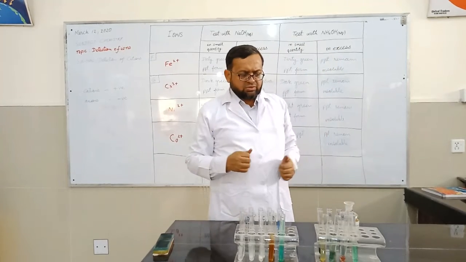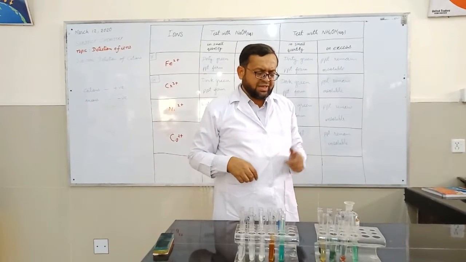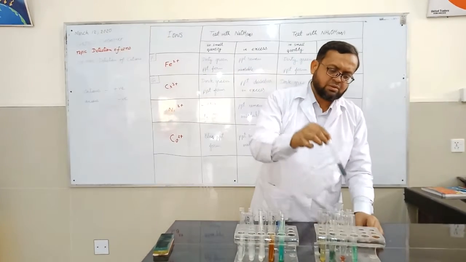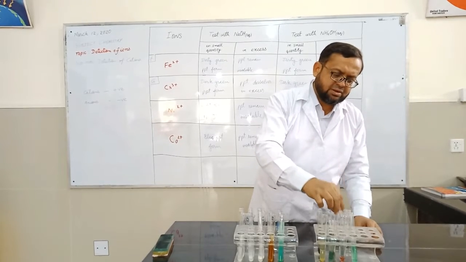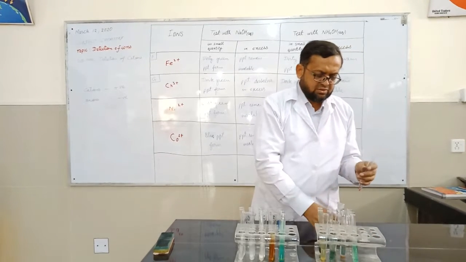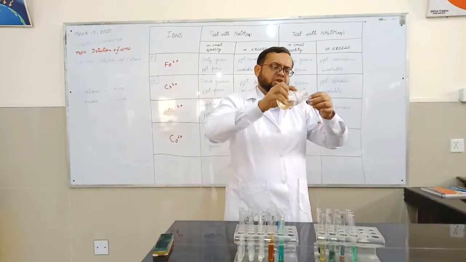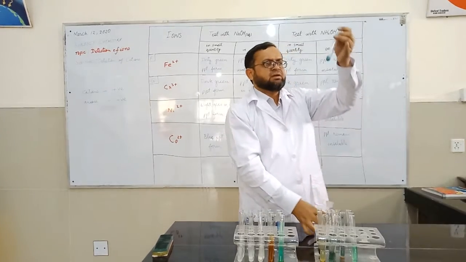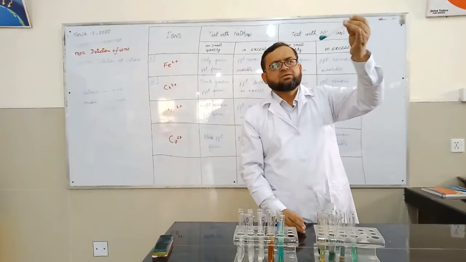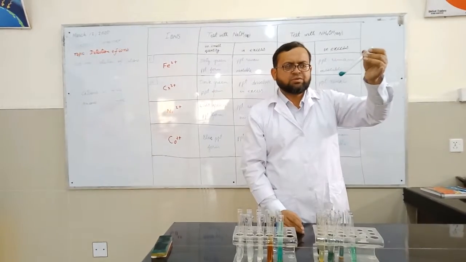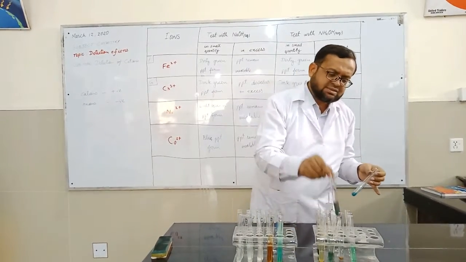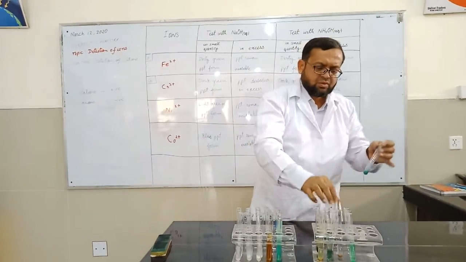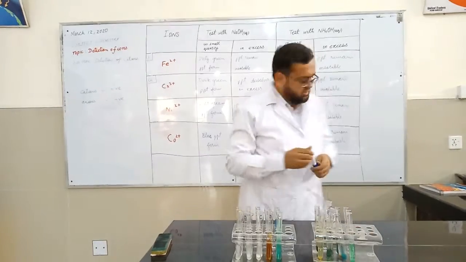You should observe one more thing. I will perform another test with ammonium hydroxide. I am keeping it here and I am doing the same test with a very small quantity of ammonium hydroxide. See here, what is this? Blue precipitate is formed, and in excess this blue precipitate becomes cyan. Okay, so what is our result?